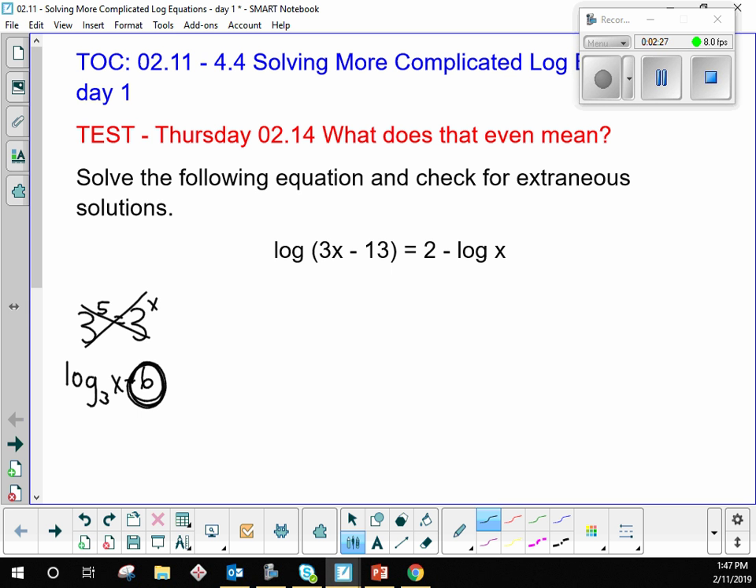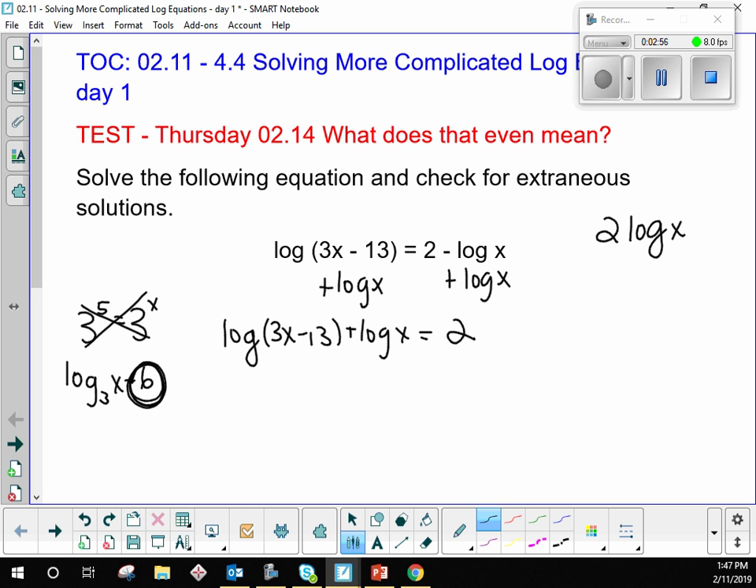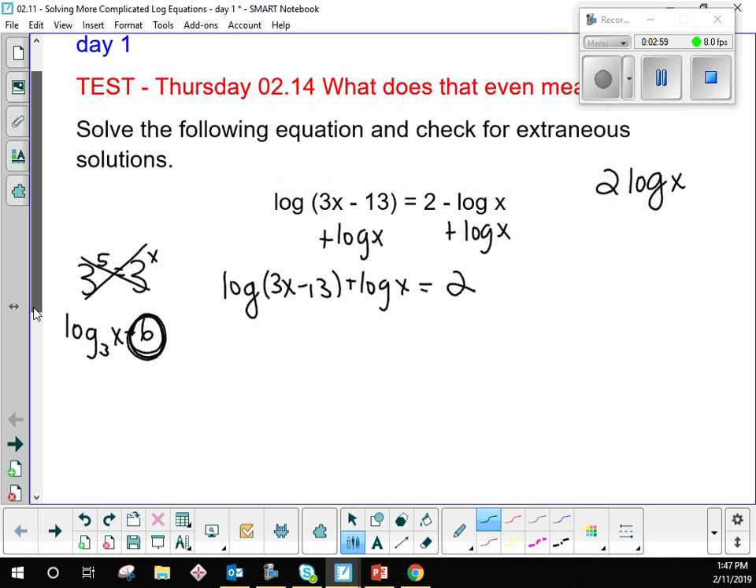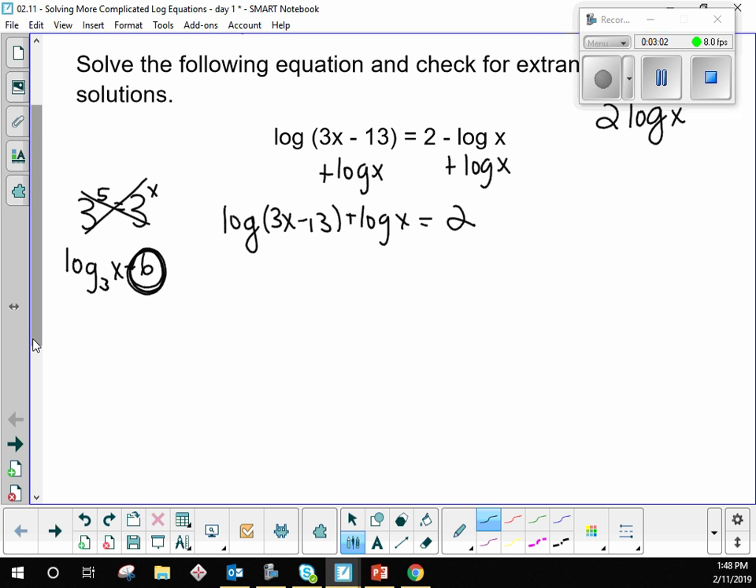Right, so I'm going to take this and move it over here. Now, did you say squared because there's a 2 out front? In this case, the reason why we can't rewrite it as squared is the only time we can do that is if it's 2 times log x. That has to be multiplication right there. And this is 2 minus. So I can begin by adding log x to both sides. So now I've got this: log of 3x minus 13 plus log of x equals 2.